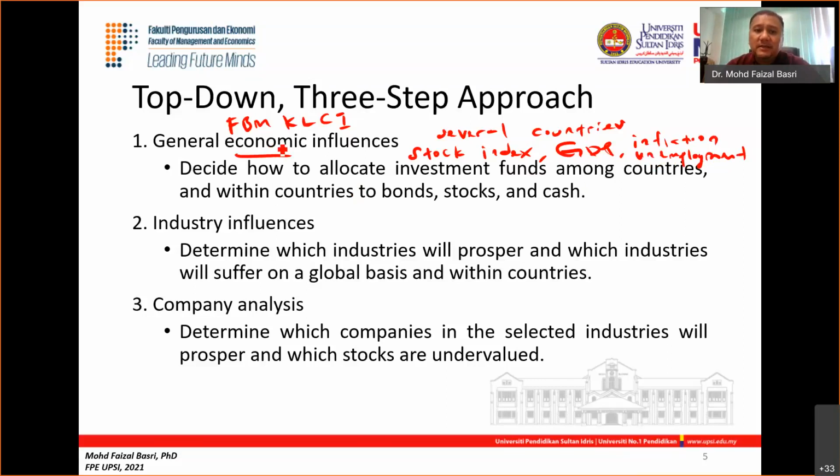So from the economic analysis point of view, you list the measurements that you want to see, for example the index, the GDP, the inflation, and unemployment. And you list down several countries as your potential investment places. For example, you want to invest in multiple countries. One of them, obviously, let's say Malaysia, and then you want to invest in Singapore, Thailand. For example, you just focus on Southeast Asian countries, such as Myanmar, Thailand, and Indonesia.